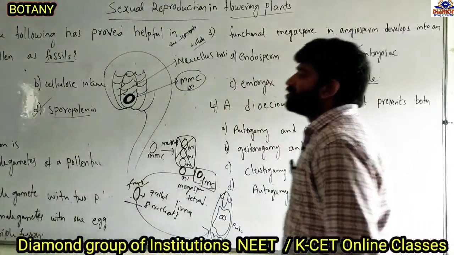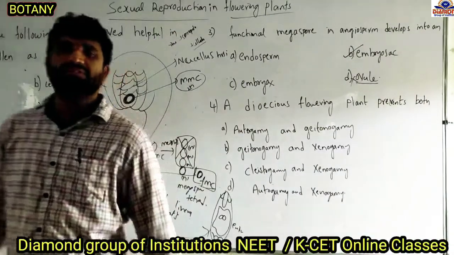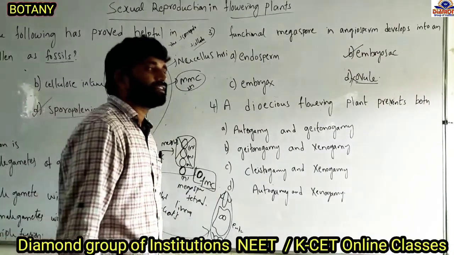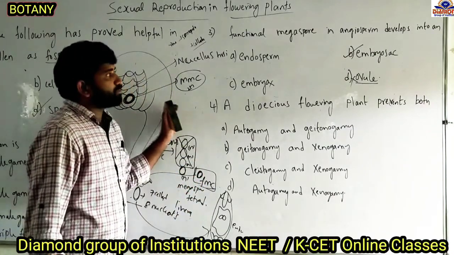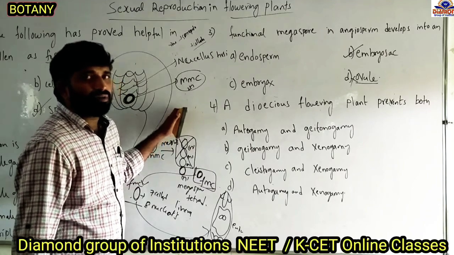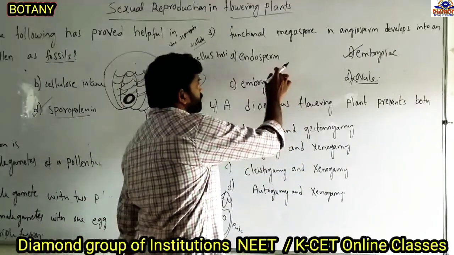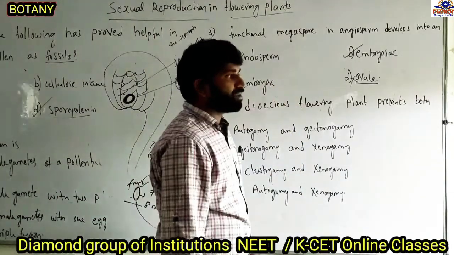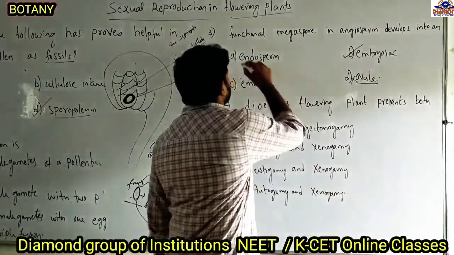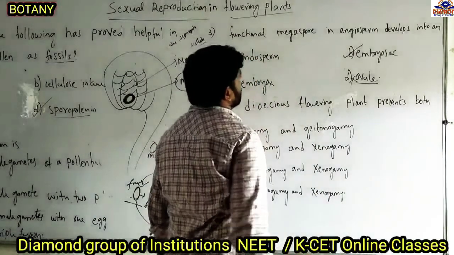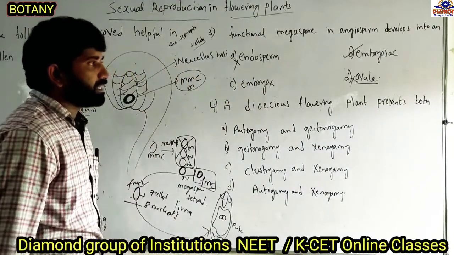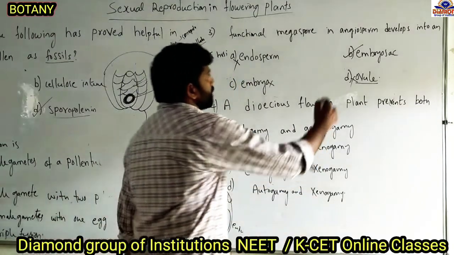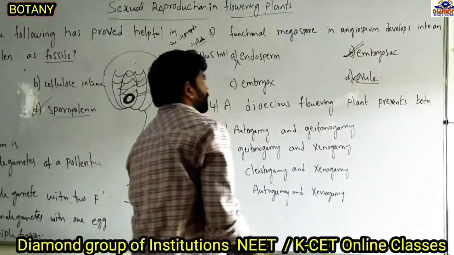And endosperm is a nutritive tissue. It's a product of double fertilization. So here endosperm is formed as the product of double fertilization. It is helpful for the conversion of zygote into embryo. At the time of embryo development, endosperm is formed. So endosperm is not considered. The functional megaspore mother cell can develop and give rise to the embryo sac only.